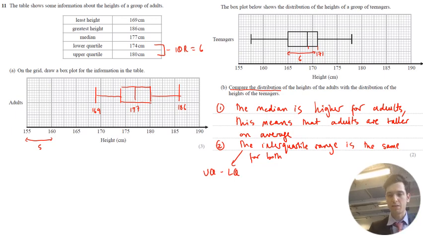We don't need to make a contextual comment for the interquartile range. We could if we wanted to, but we only need to make a comment in context for one of the median or interquartile range. So I like to do it with the median. It's just a bit more straightforward. Okay, let's move on to the next question.